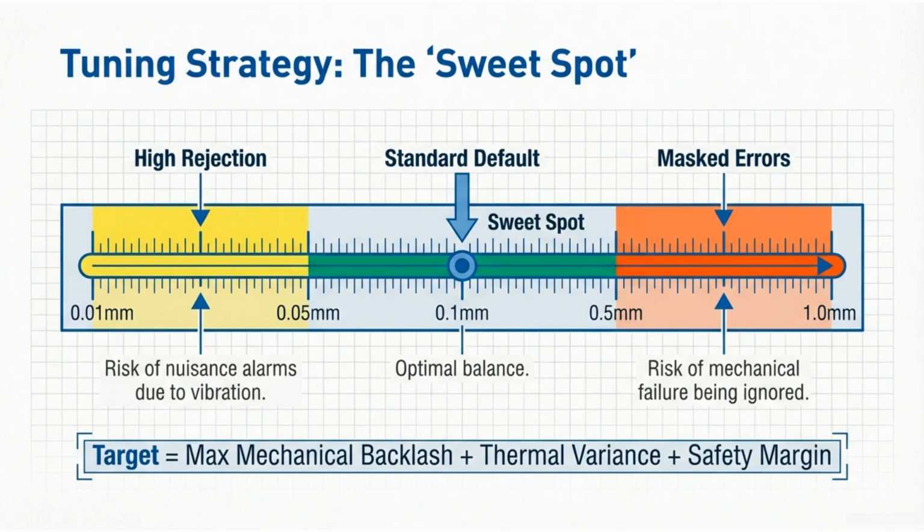The goal of the tuning strategy is to find the sweet spot. This is achieved by setting the tolerance to the sum of maximum mechanical backlash, thermal variance, and a safety margin. Too low risks nuisance alarms, too high risks ignoring mechanical failure.